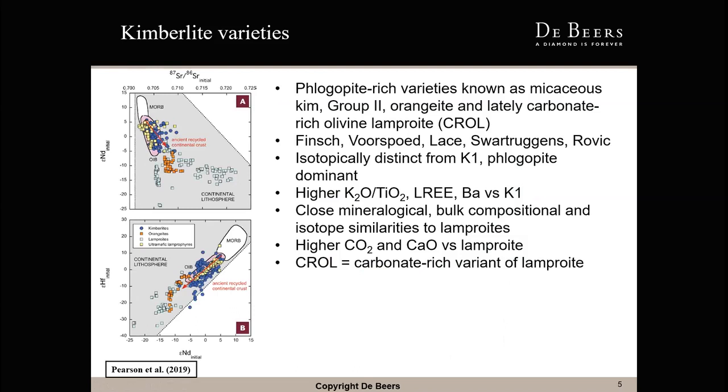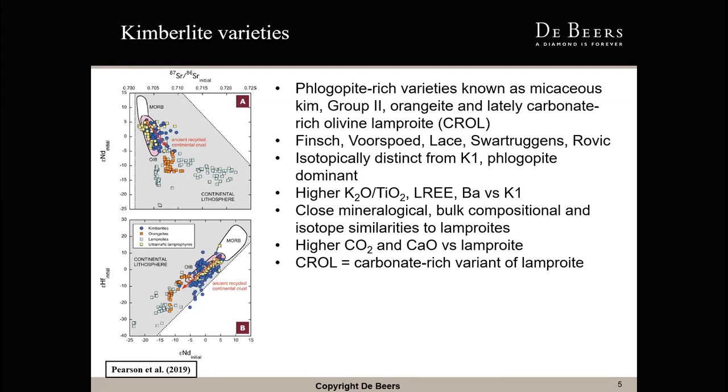In terms of kimberlites, there are really two main types. Group 1, and they are characterized by fairly depleted isotope geochemistry, and then the group 2s, which are your micaceous kimberlites, and they've variably been known as micaceous kimberlites, orangeites, and lately, after some work by Pearson et al. in 2019, have been termed carbonate-rich olivine lamproites. Some examples of these types of kimberlites, the group 2s, that is, would be things like Finsch, Voorspoed, Lace, Swartruggens, and then Roberts Victor. Those are just some of the common ones, or the better known ones in South Africa.